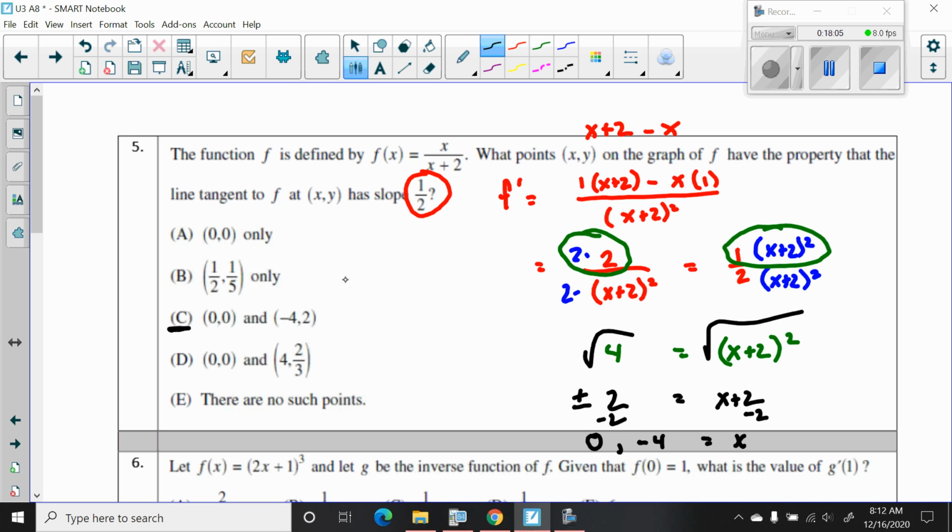And if we plug those in, 0, we get 0 over top of 0 plus 2, which is just 0. And negative 4, because it does say the coordinates, right? Find the points, x and y. If we plug in negative 4 over negative 4 plus 2, negative 4 over negative 2 equals 2. So, yep, see it is.